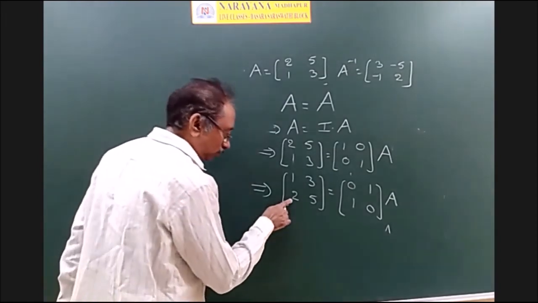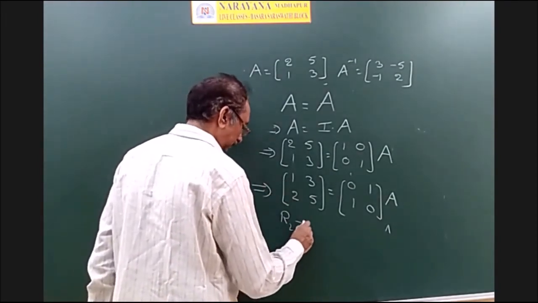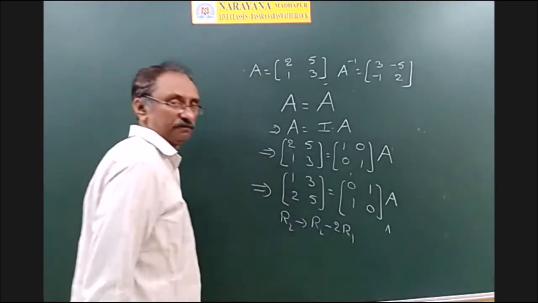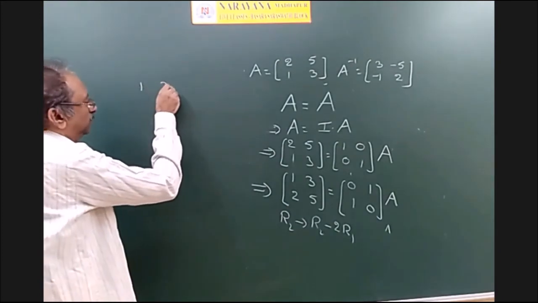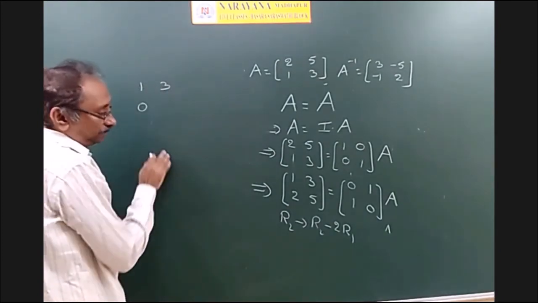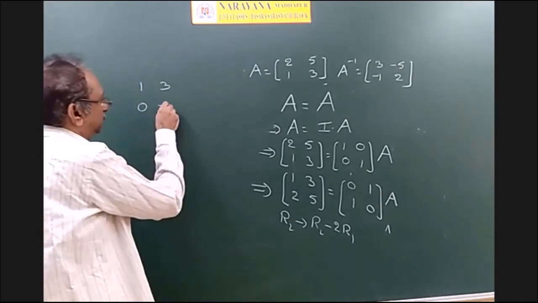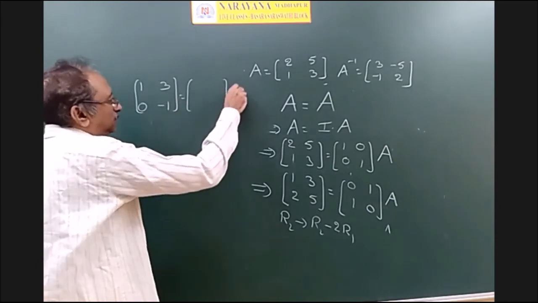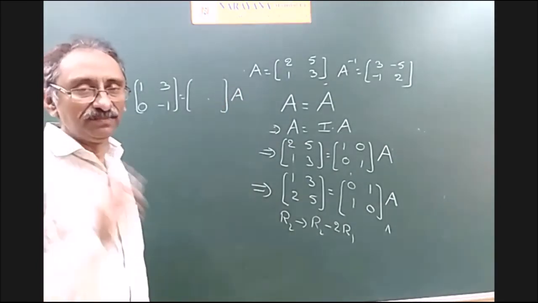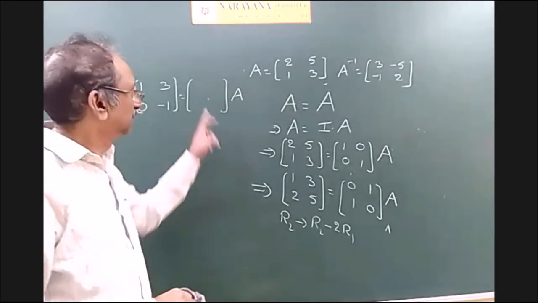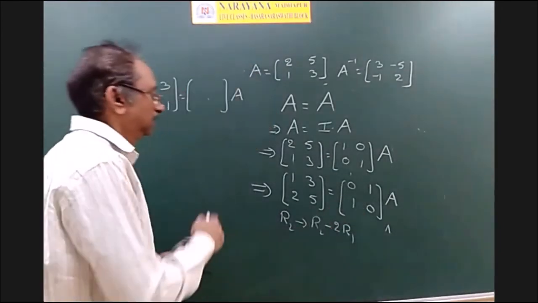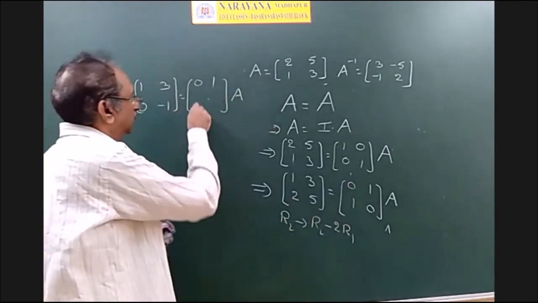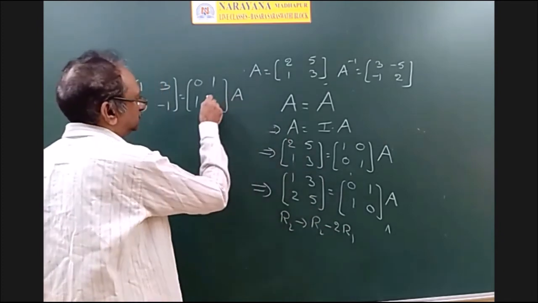After that, you should make this 0. That is easy. R2 implies R2 minus 2R1. And what is that? 1, 3, and 2 minus 2, 0, and minus 6 plus 5, minus 1. Don't forget to apply the same operation here. Students generally miss that and they lose marks. First row does not change. And minus 2 into 0 plus 1, 1 only. Minus 2 into 1 plus 0, minus 2 only.